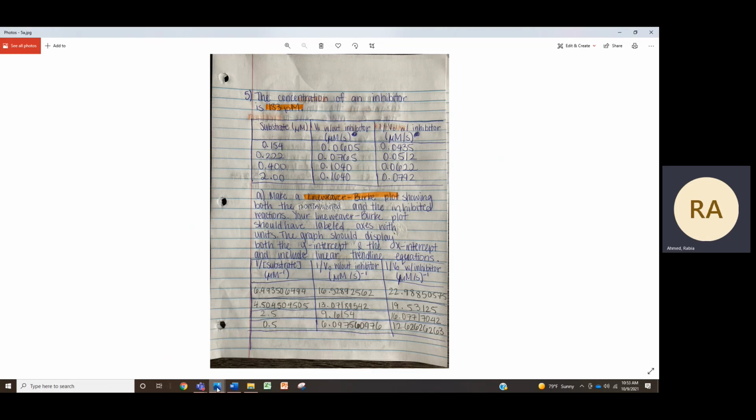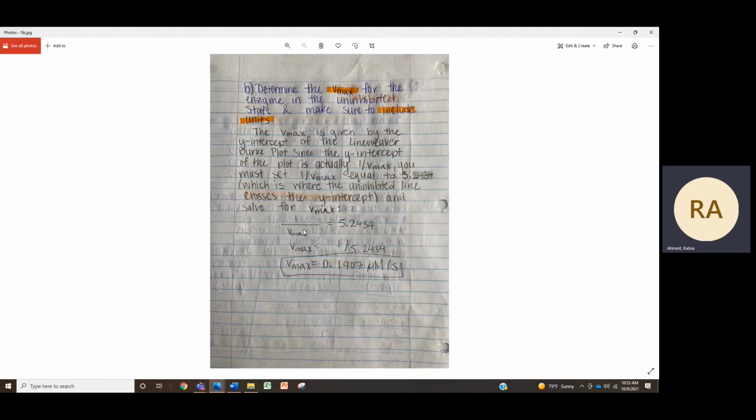Okay, so do simple algebra, and so you do 1 over Vmax equals 5.2434, and then you just take the inverse of the y-intercept that you got from the Lineweaver-Burk plot, and you get the Vmax is equal to 0.1907 micromolar per second. Okay, and then I'm gonna do 5C.